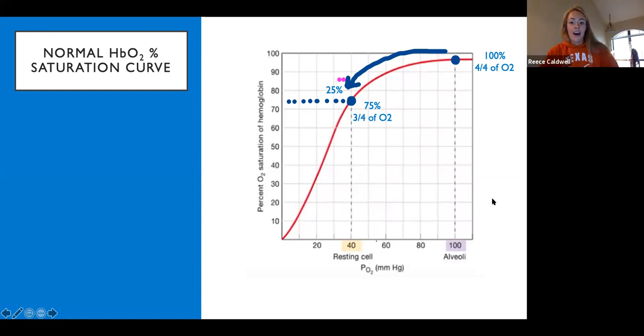Whenever we move from the lungs to the tissues, we drop off about 25% of the oxygen that was bound to that hemoglobin to the tissues, the resting cells. Again, these numbers are going to be pretty important because they will help us understand the hemoglobin function and what's going on between.